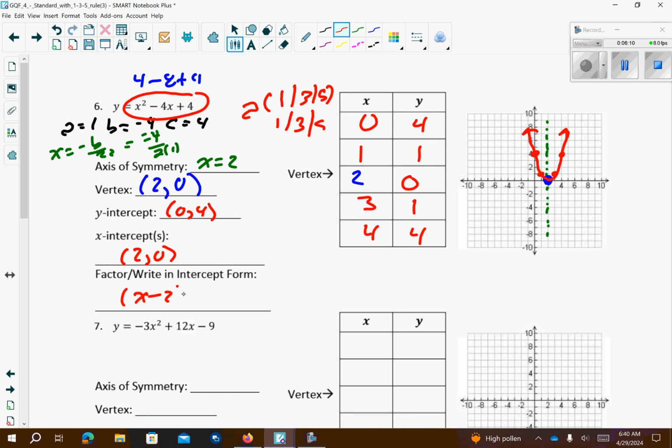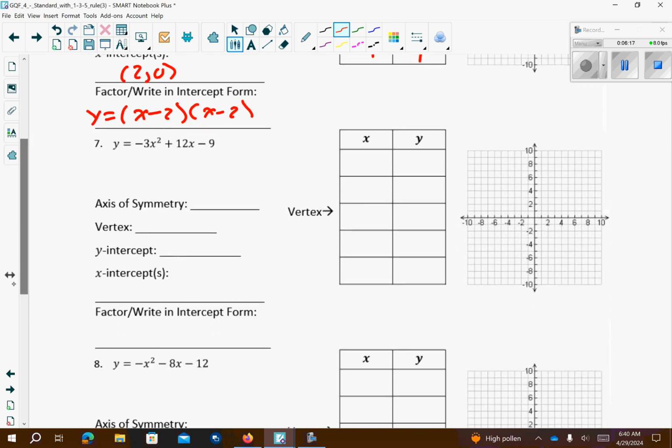So it's going to be x minus 2 and x minus 2. So sometimes we can factor it out, especially if we can see where it crosses the x-axis. That's kind of cool, and I only did it once there.